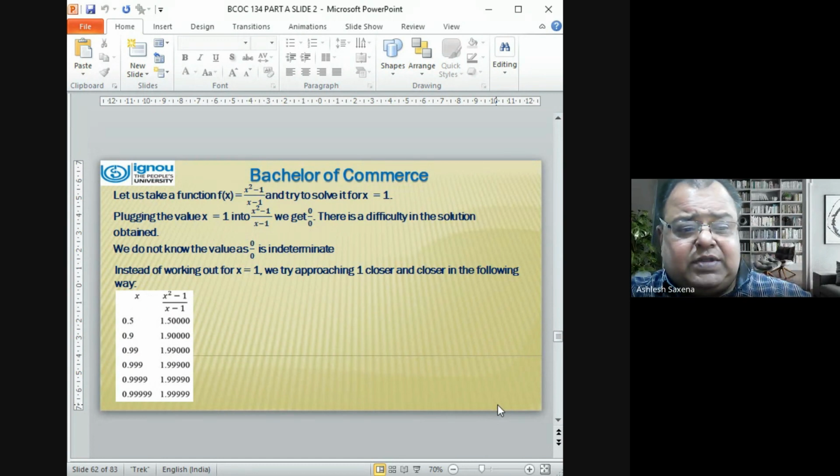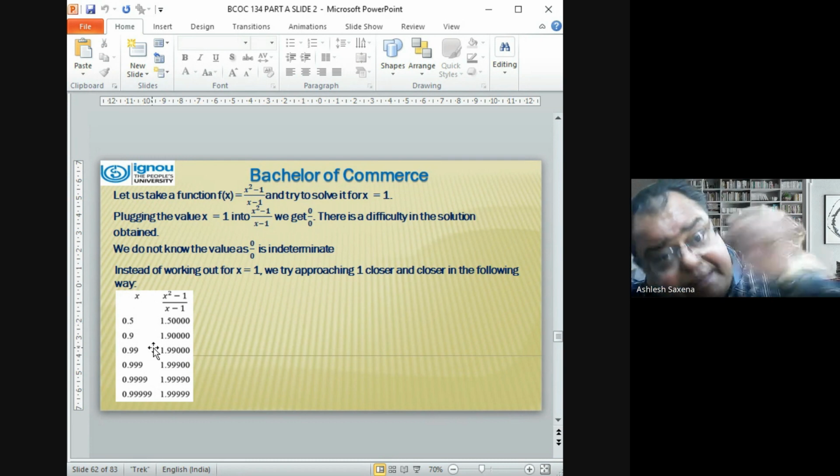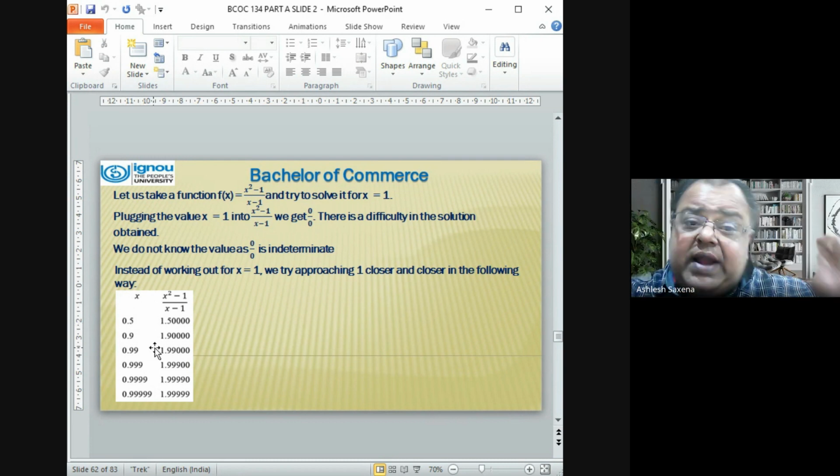Now what we will do is change the value; we say that it is approaching 1, but it is not exactly 1. What will happen in that case? We can put in other values of x, but they should be less than 1. And we will say that it is approaching 1. We have used the word approaching.